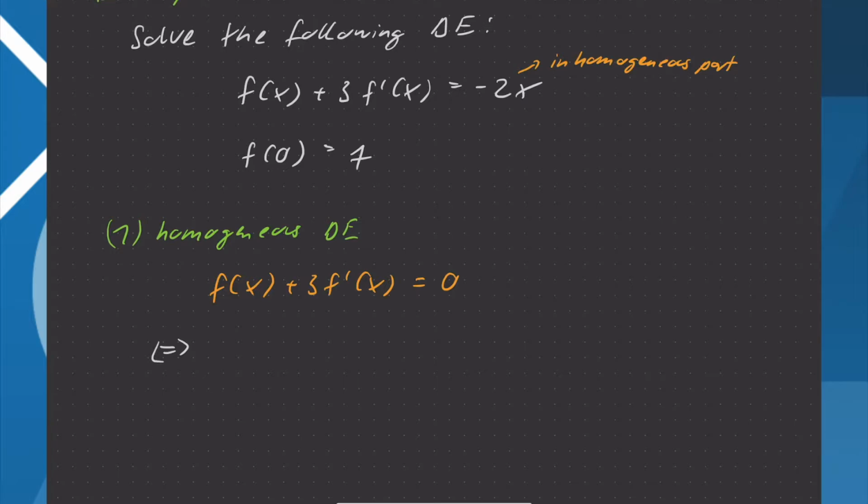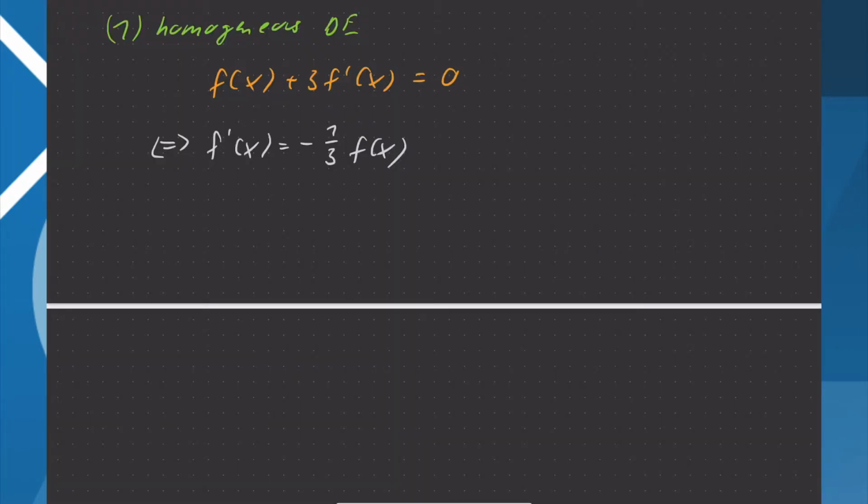Or reformulated in the way that we did in the lecture, f prime of x equals minus 1 over 3 f of x. And in this formulation, we can write down the solution. So the solution here is f of x equals some constant gamma times e to the minus 1 over 3 x.